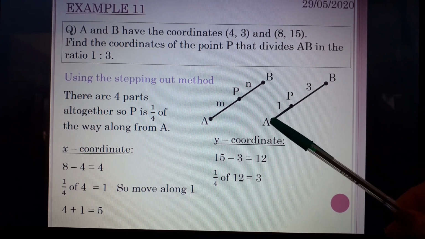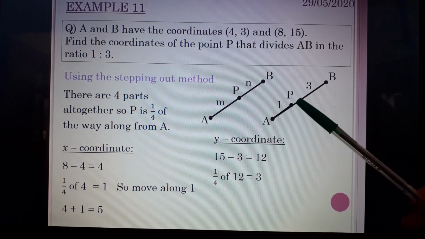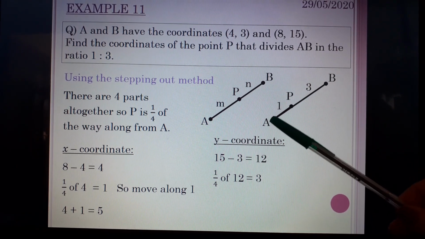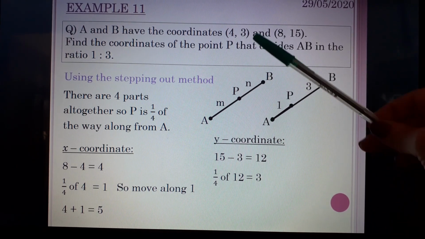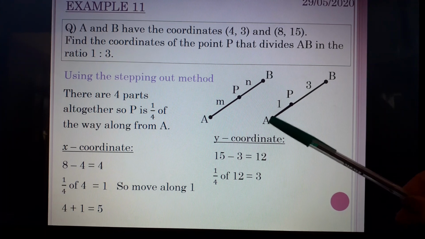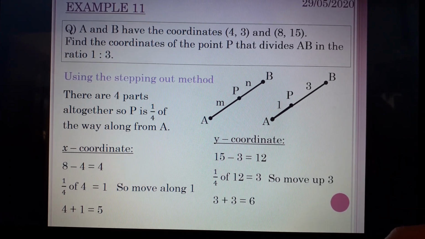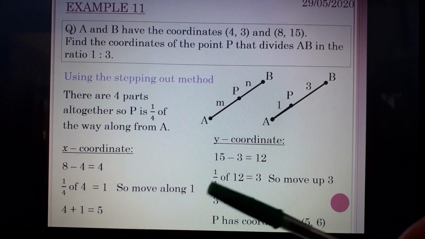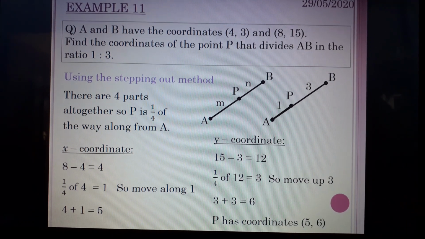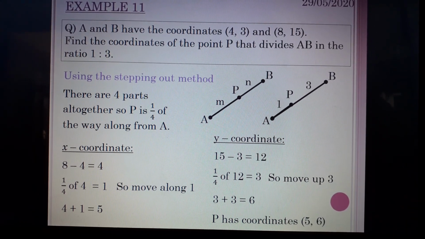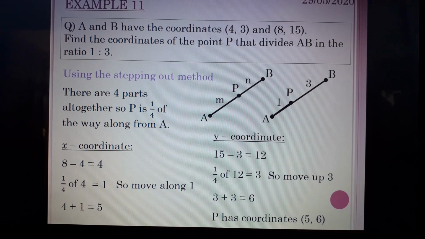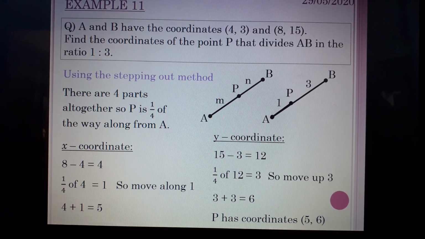So in terms of the y's, every little part stands for a 3. So what y do we start on here? We start on the 3. And we're going 1, 3 further along. So 3 plus 3 is 6. So that also gives us the coordinate 5, 6. Okay. So 2 methods to find the points.